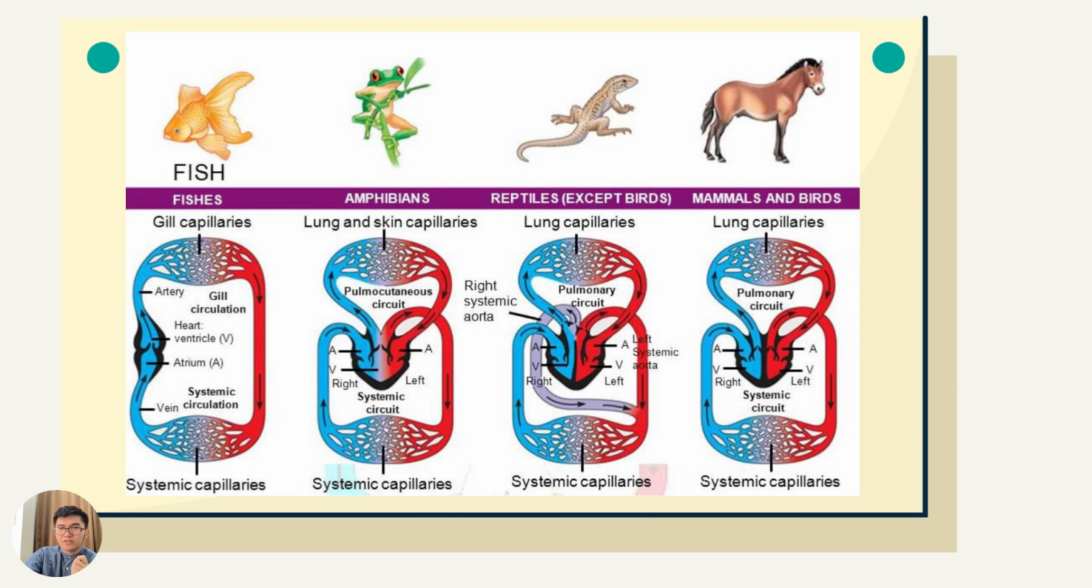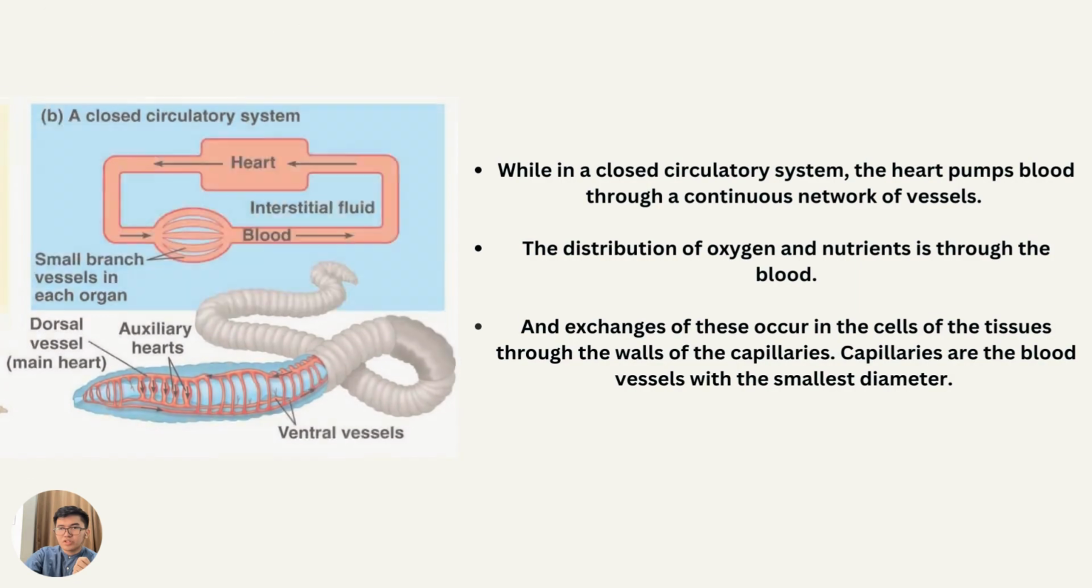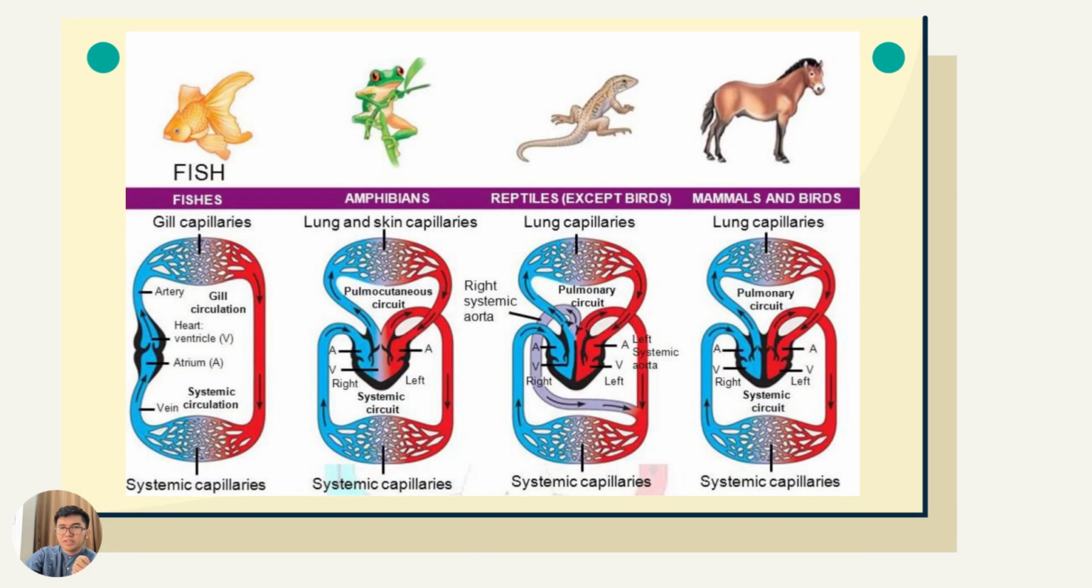Here we have four different types of closed circulatory system: for fishes, amphibians, reptiles, mammals, and birds.